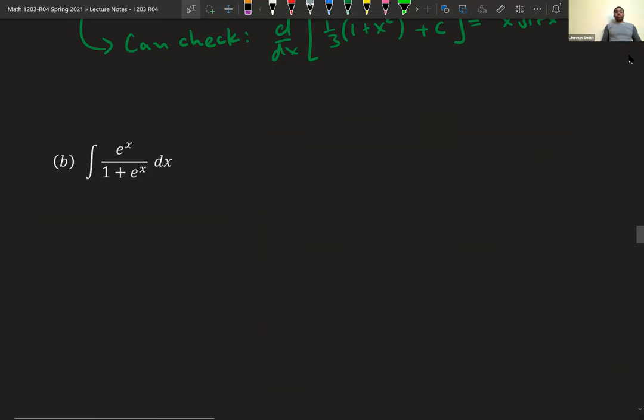All right, so here's another one. The antiderivative of e to the x divided by 1 + e to the x. Now, again, this is complicated, right? It doesn't look like a basic rule. You'll also notice what makes it complicated is the denominator.